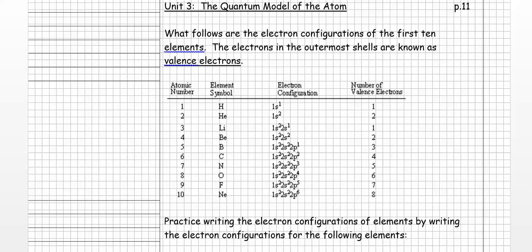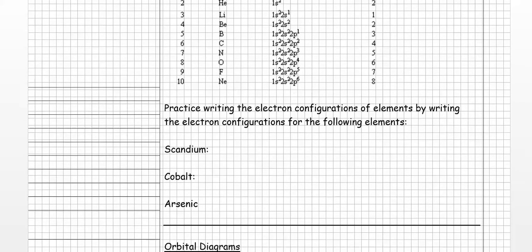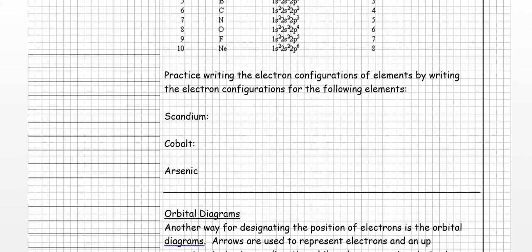We're going to be talking about bonding in a couple of units now. So these are the electrons that are in the outermost level. So what we want to do now is we want to practice a few on our own. Let's start with scandium. Here's where you'll need your periodic table.